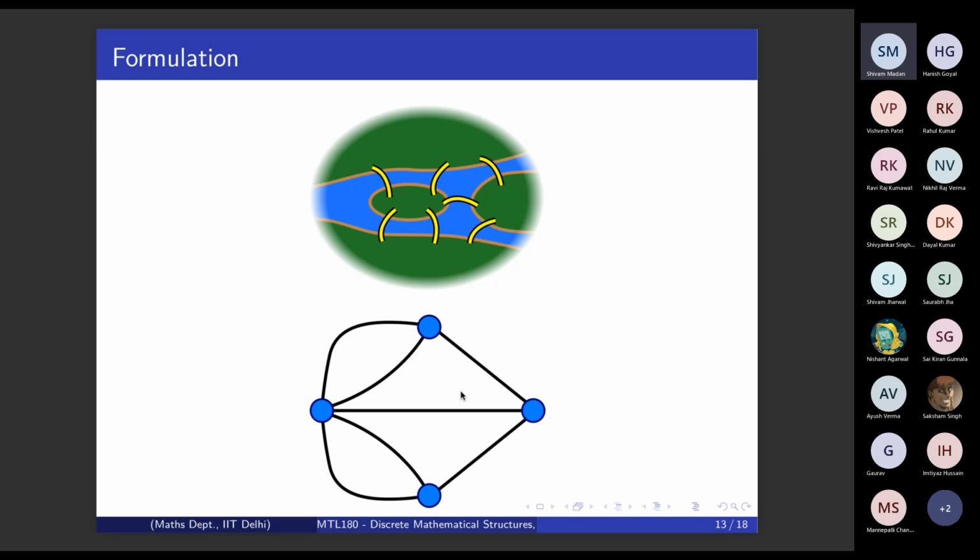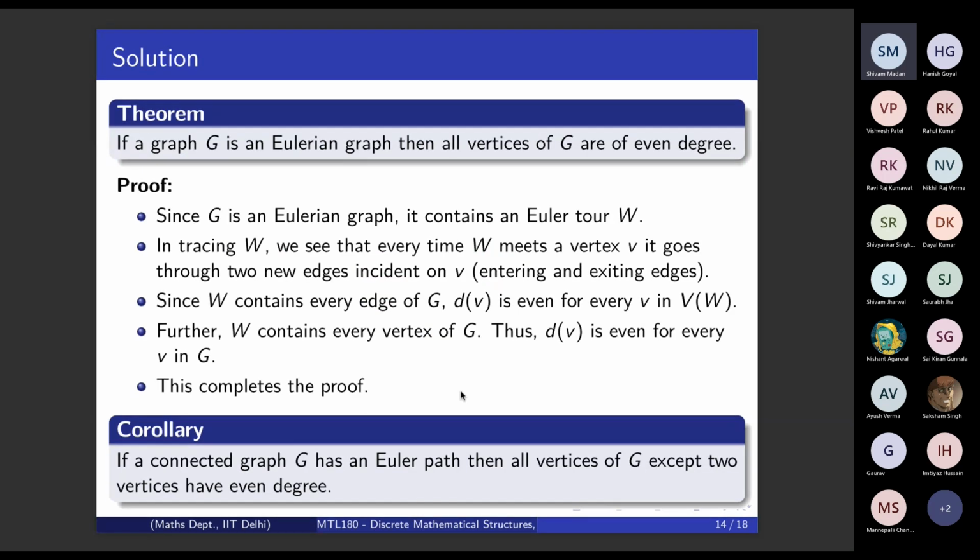And why is this no? By this theorem. This theorem says that if a graph G is an Eulerian graph, then all vertices of G are of even degree. Now the proof is very simple. What does it mean to be an Eulerian graph? Since G is an Eulerian graph, it contains an Eulerian tour W. An Eulerian tour means you have an Eulerian circuit.